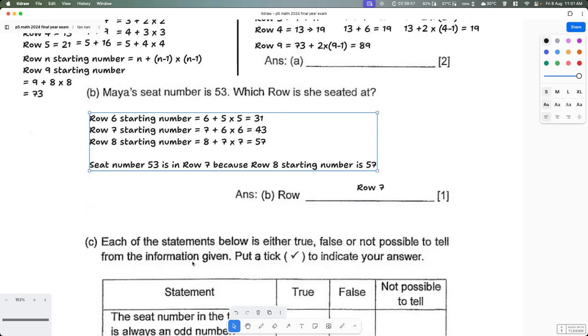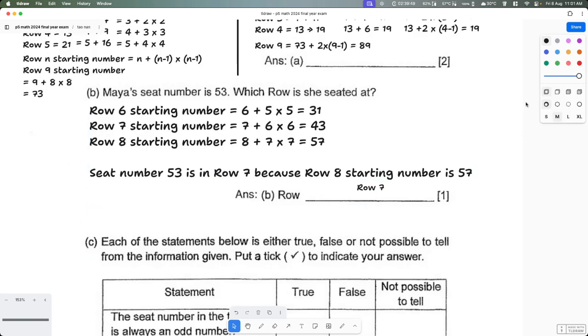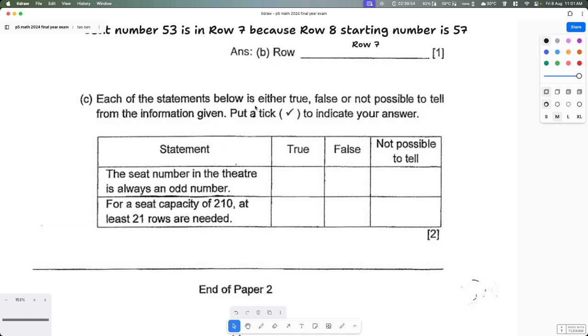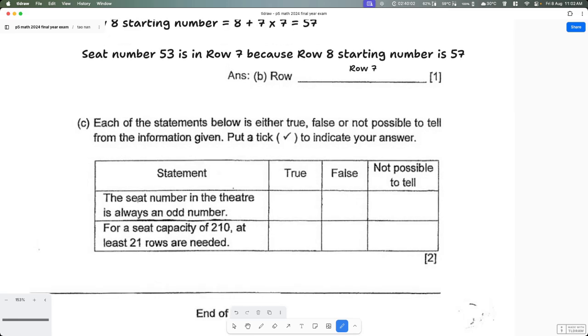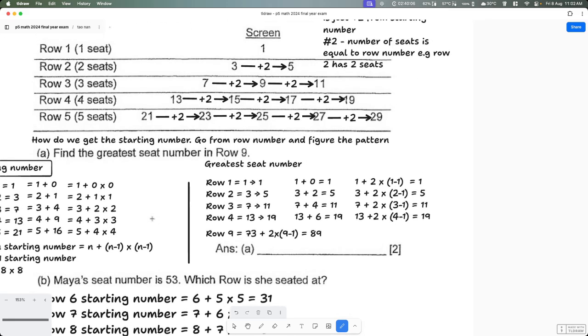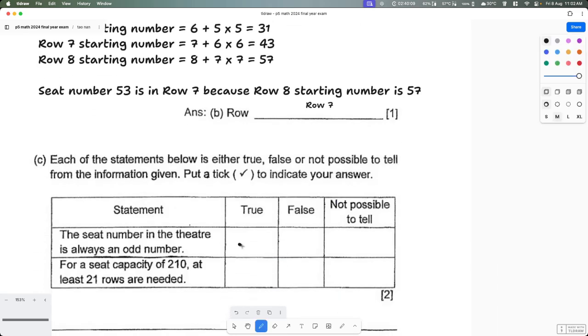Okay, let's move on. Can I make this bigger? Yes, we can. Next one will be: if each of the statements below is either true, false, or not possible to tell from the information given, put a tick to indicate your answer. Okay, the seat number in the theater is always an odd number. Yes, correct, it is. So this is definitely true.